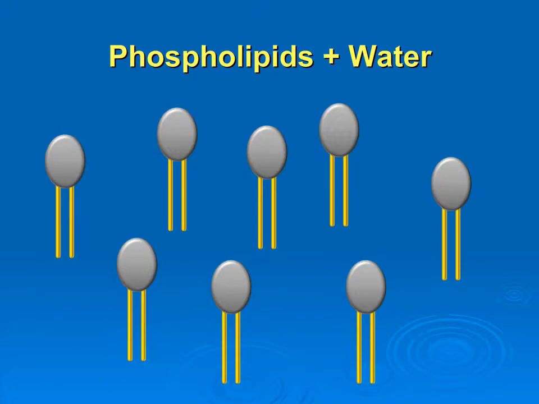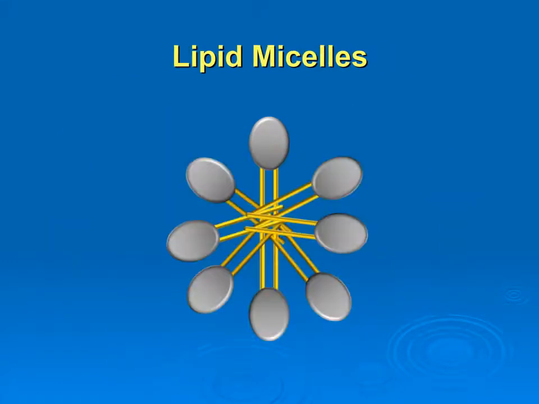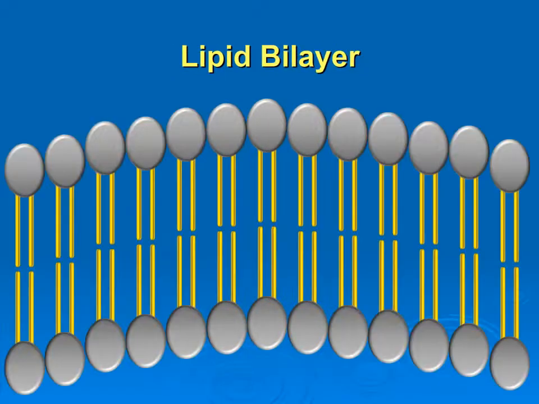So if we drop some phospholipids in water, the hydrophilic heads interact with water molecules, while the hydrophobic tails interact with one another to exclude the water molecules. These spherical droplets are called micelles. But phospholipids in aqueous solutions can also form more complex arrangements called bilayers, with two rows of phospholipids in a spherical shape. The hydrophilic heads interact with the exterior or the interior of the bilayer sphere, while the hydrophobic tails interact with each other.